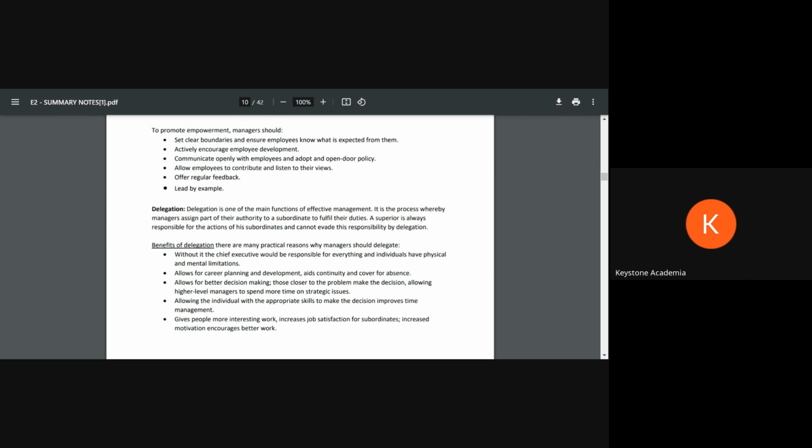And they will also be motivated. I think Evan told that motivation point. Okay, really good job, guys. That's about the benefits of delegation.